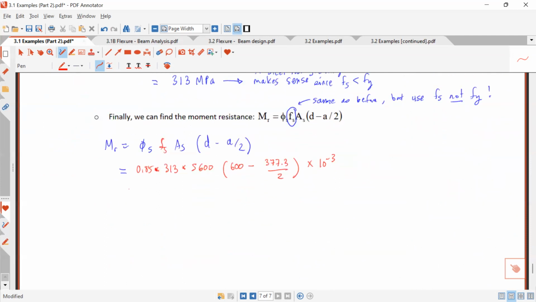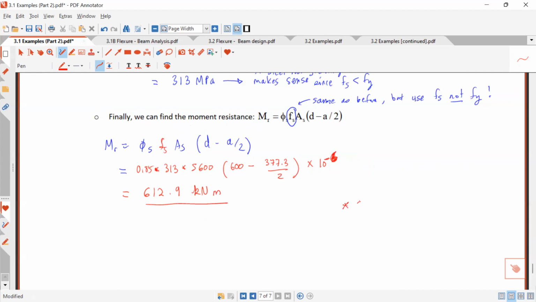Okay, so if we do this, we're going to end up with times 10 to the minus 6, not minus 3. Times 10 to the minus 6, we'll have 612.9 kilonewton meter. Okay, so this is how you calculate the moment resistance of an over-reinforced section.